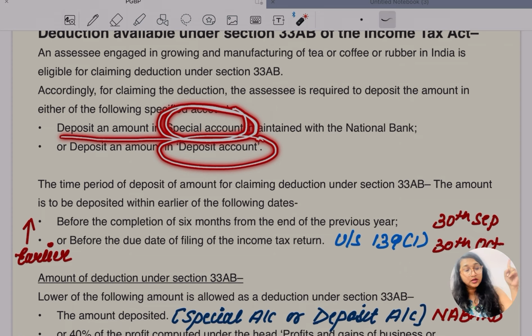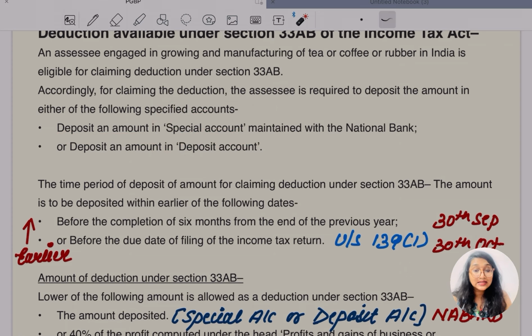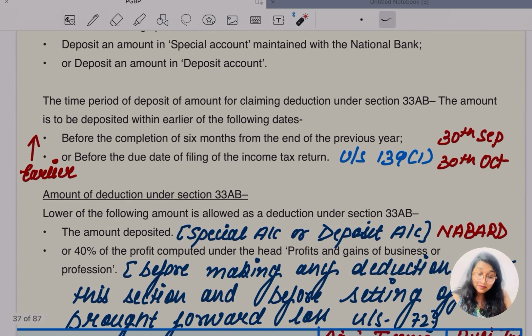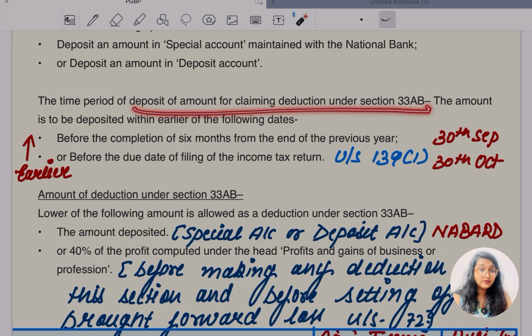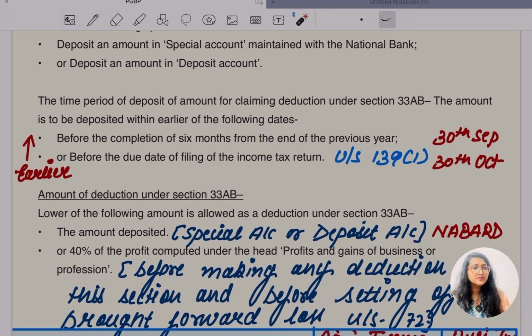Either it should be in a special account or it should be in a deposit account. But there is the time limit. As I told you, for claiming this, the time period is the earlier of the following dates: before completion of 6 months of the previous year, that is 30th September, and before the due date of filing the income tax return under section 139(1).